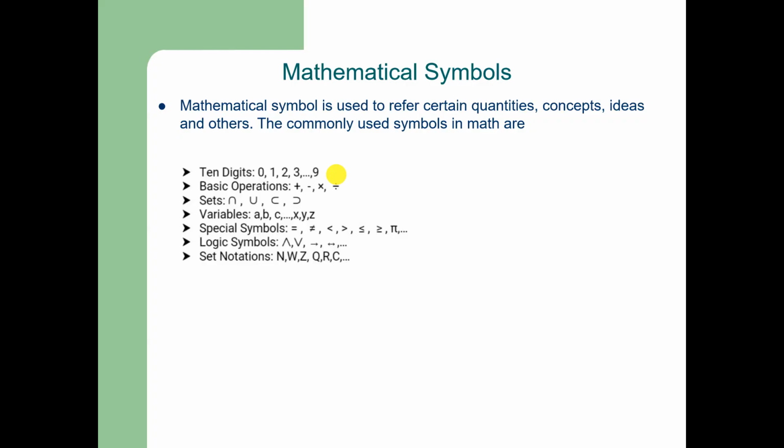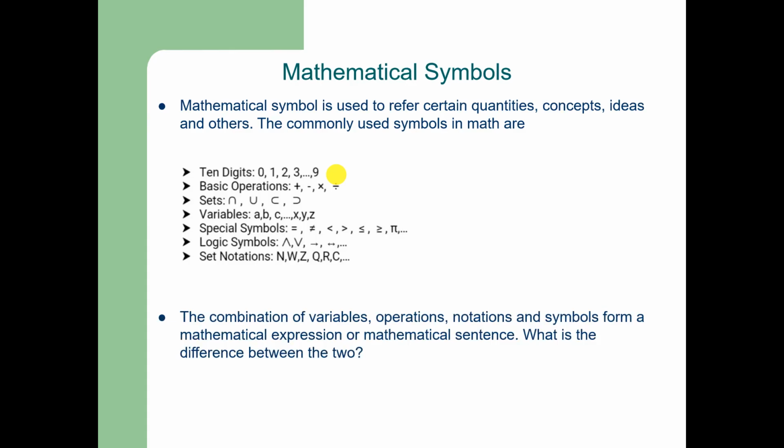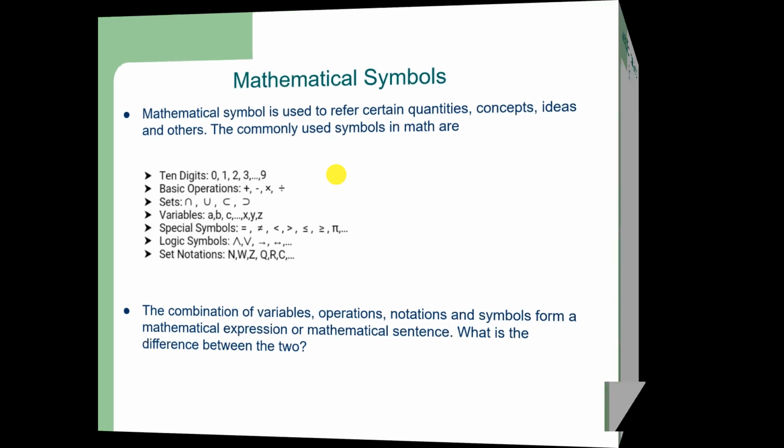And then we have set notations, for example, N, W, Z, Q, R. These are natural numbers, whole numbers, integers, and we have rational numbers, irrational numbers, and then we have real numbers. The combination of variables, operations, notations, and symbols forms a mathematical expression or mathematical sentence. But there is a difference between a mathematical expression and a mathematical sentence. So the question is, what is the difference between the two? I'll explain this in the coming slide.